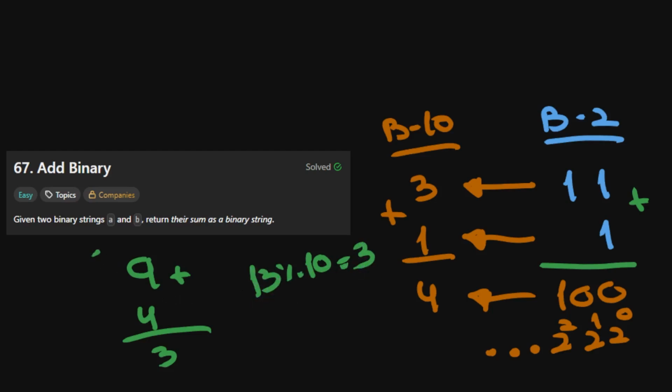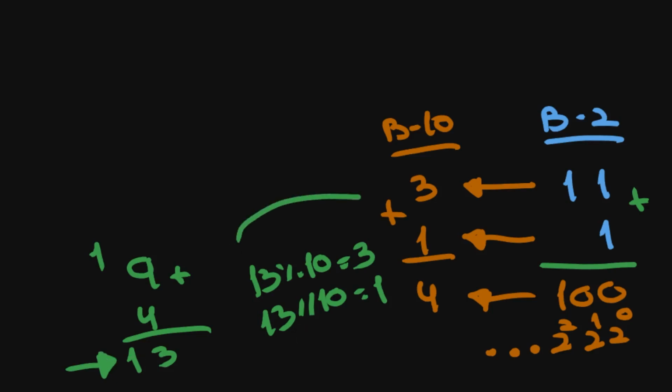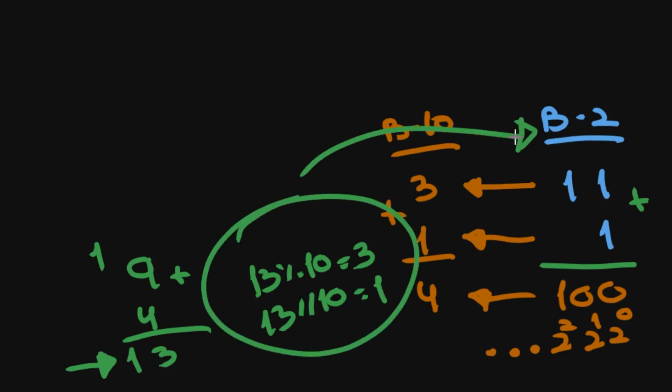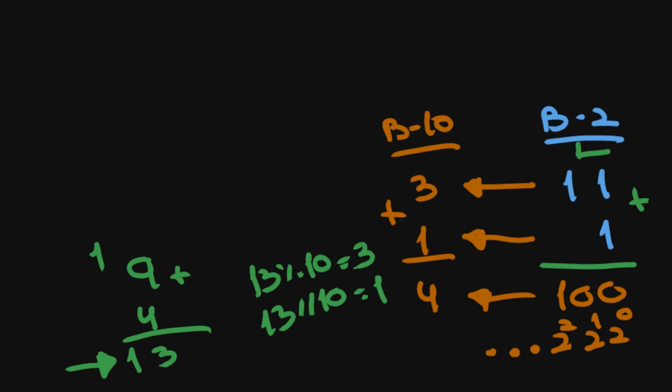And how do we get the one that we need to carry? Well, we do the sum 13 divided by 10. And this is 1. That's how we get this one. So now we put the 1 here, the result is 13. So how can we apply this here? Well, we go from right to left.